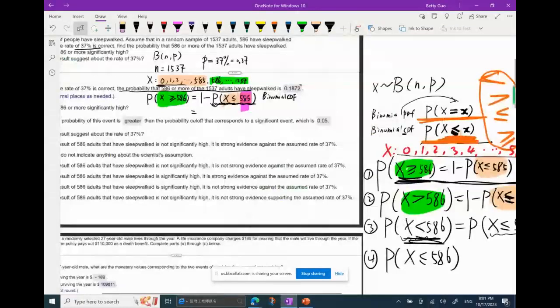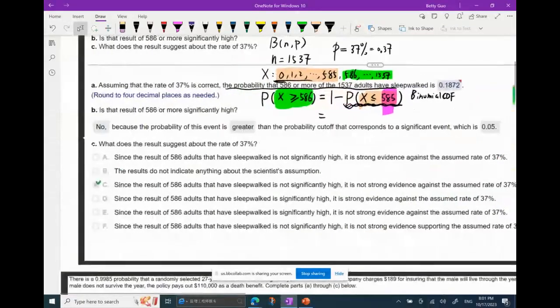So that is part A. Let's see part B. Is that result significantly high? The probability is 0.18, so almost 19%.